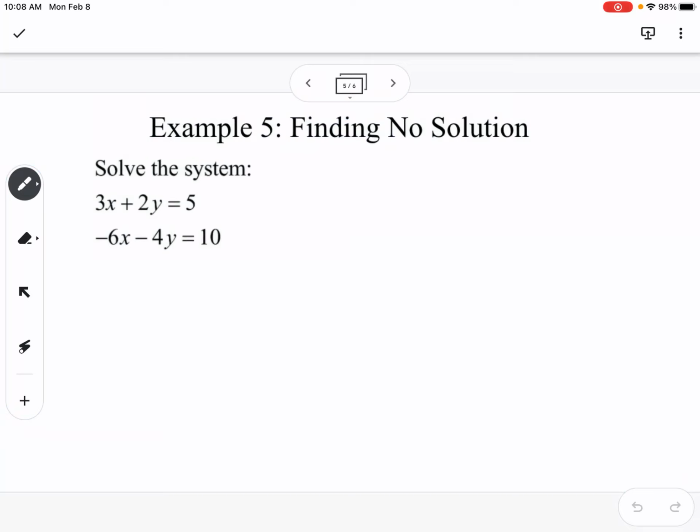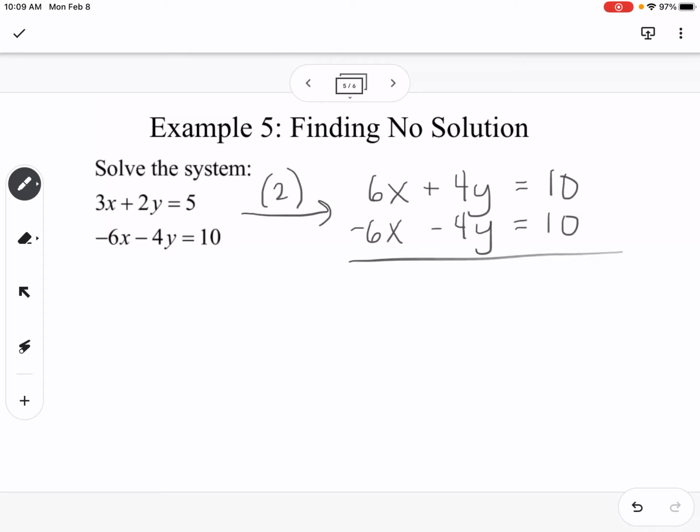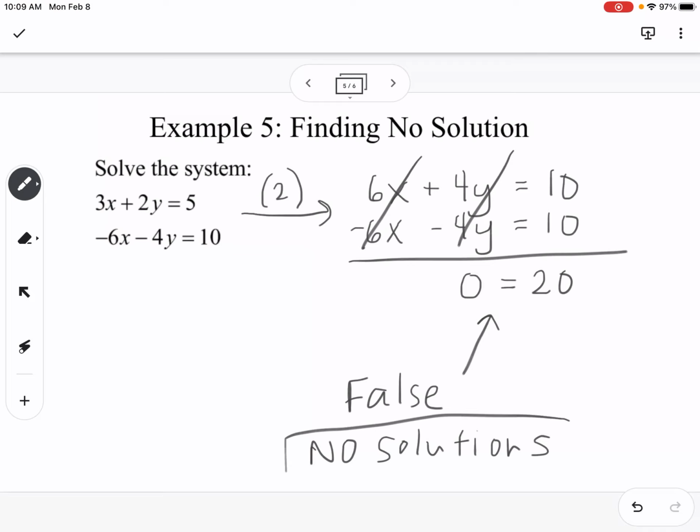Okay, then our last two examples are no solution and infinite solutions. So again, if I was solving this, it's set up for elimination because everything's lined up. Let's say I want to cancel the x's. So I would need to multiply the top equation by 2. That would be 6x plus 4y equals 10. And we have negative 6x minus 4y equals 10. When I did that, both of my variables cancel, which means I have 0 on the left, and 10 plus 10 is 20. So 0 equals 20 is a false statement, so that means that my answer is no solution. If your variables cancel out and it's a false statement, then it's no solution.